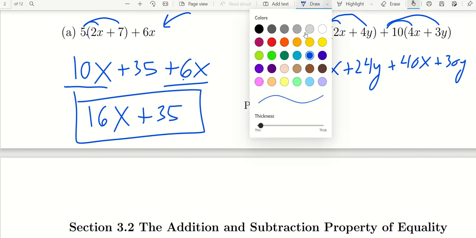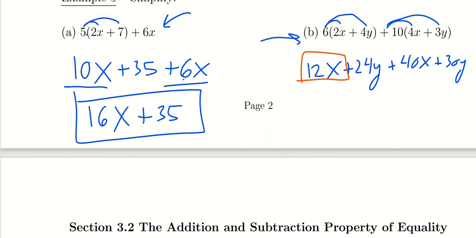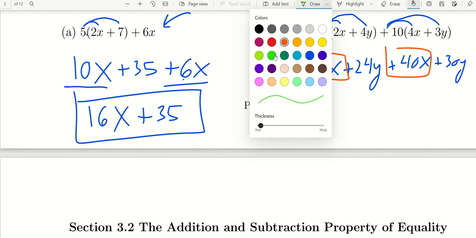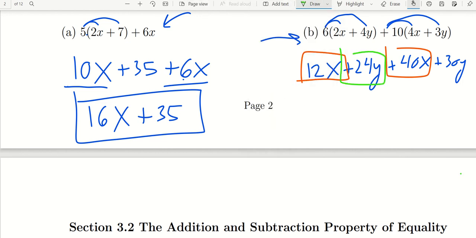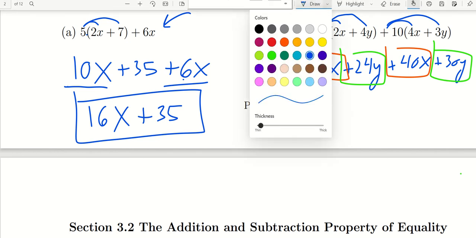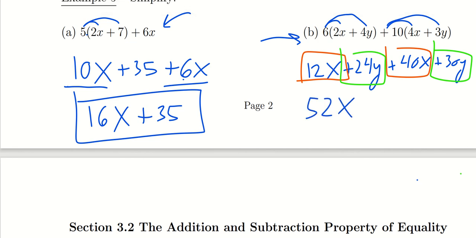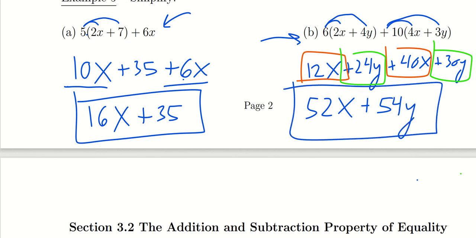Now that we're here, we do have some like terms. Namely, if we look at it, these 2 x terms are like terms, and also our 2 y terms are like terms. So let's go ahead and combine those. The positive 12x plus 40x will combine to give us 52x, and then the positive 24y and the positive 30y should combine to give us a positive 54y. And that would be our final answer.